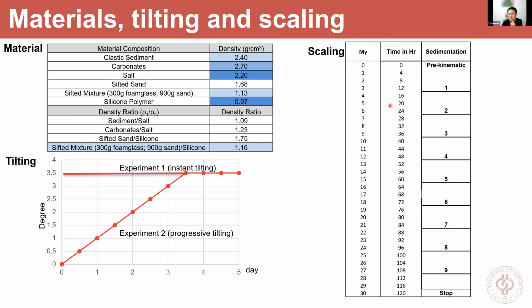And this is time scaling. We run it for 5 days, which converts to a time scale of roughly 30 million years. We take an image every 12 hours during the experiment, so we save about 10 times altogether.